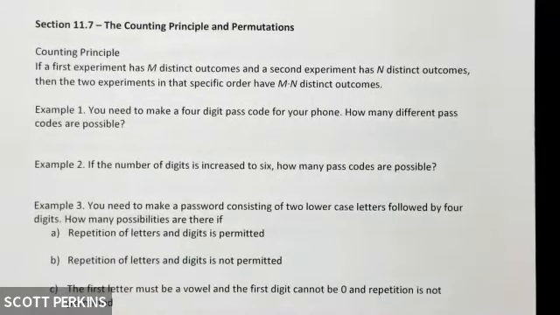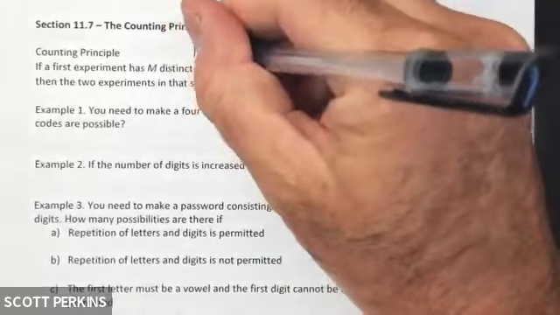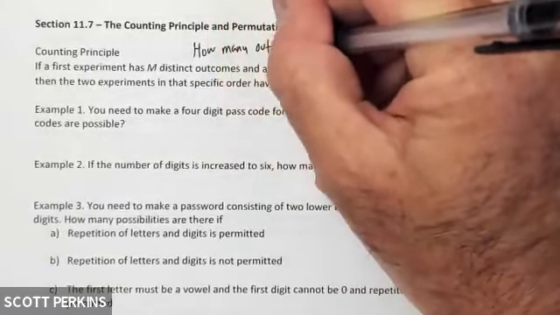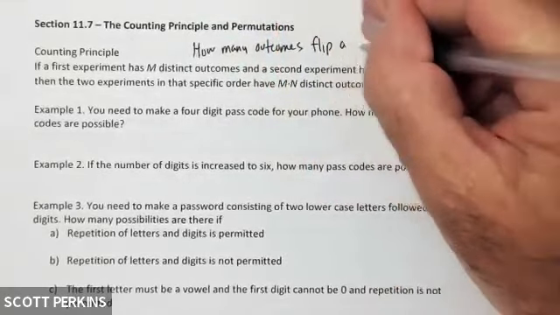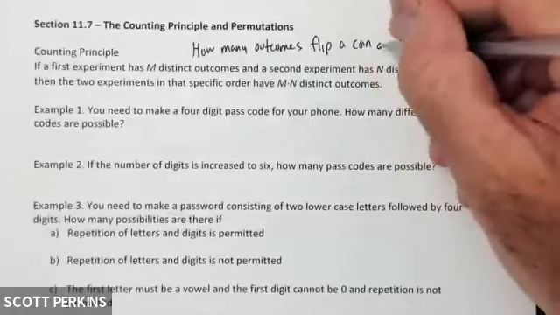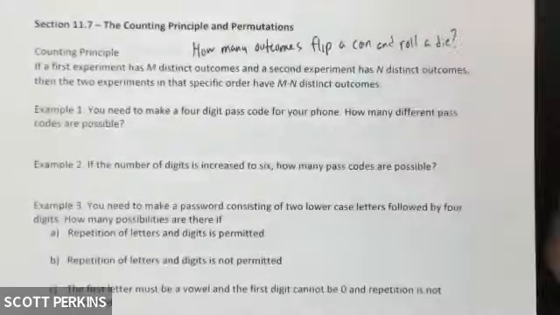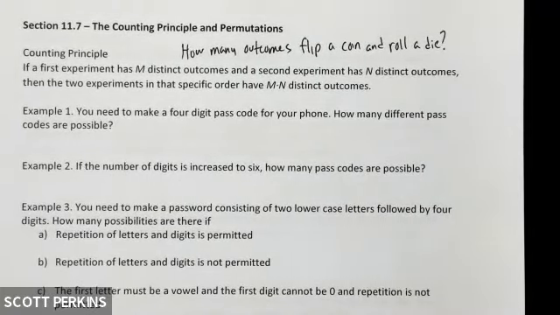And the example we did last time, at the top of the page right after the counting principle, was this: how many outcomes are there if I flip a coin and then roll a die? You don't have to write this down, though you're welcome to. It's at the top of the section 11.4 sheet.